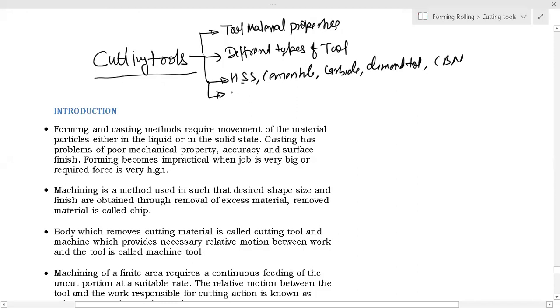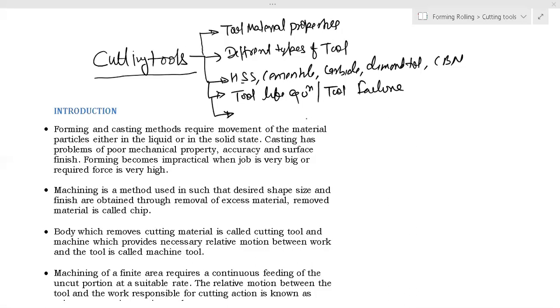Then tool life equation, or tool failure. Tool failure will be discussed. Then cutting fluids. I think you have gone through the notes. Everything is there. So then tool geometry will be discussed.